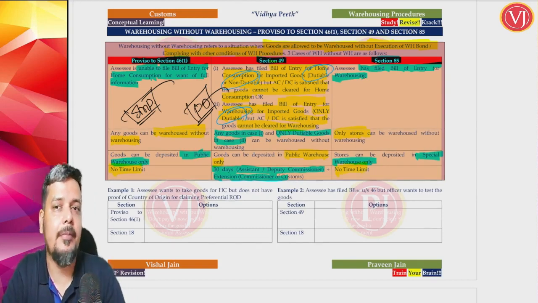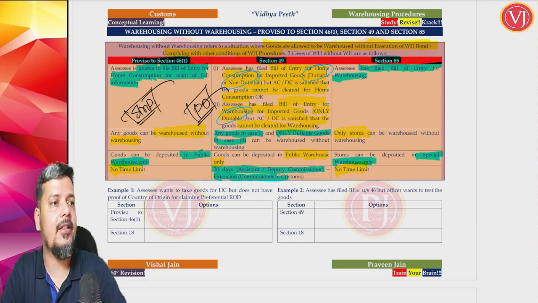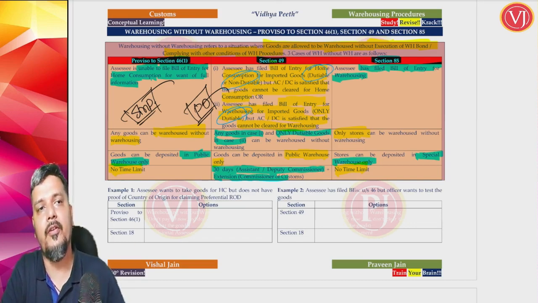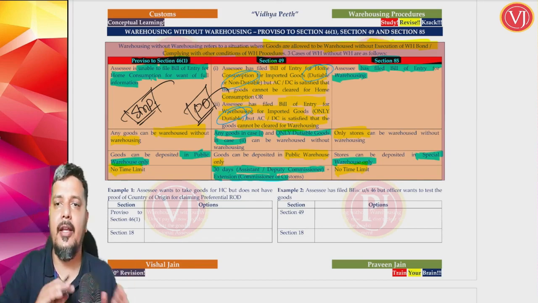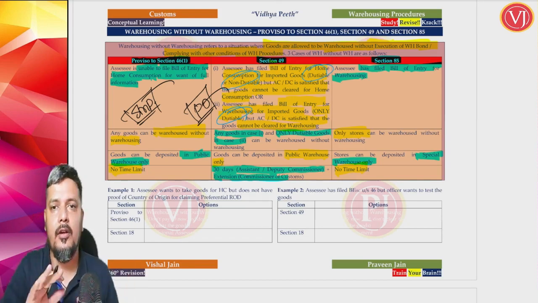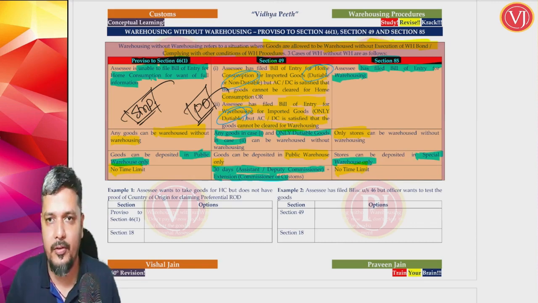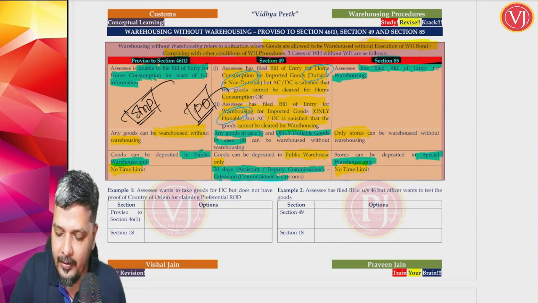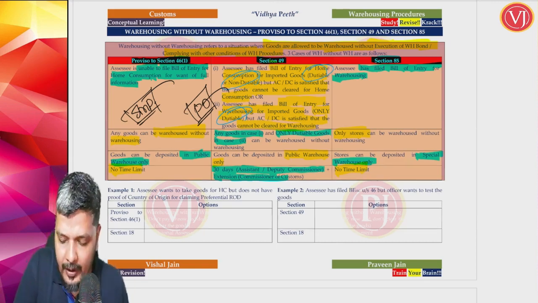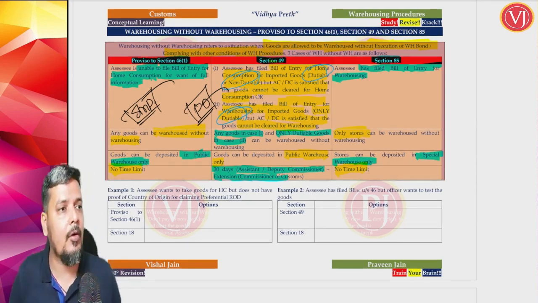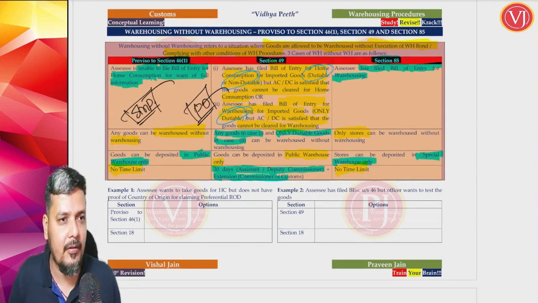If you read them separately, you won't understand the differences. You will not be appreciating the provision. In all three cases, be it proviso to section 46 or section 49 or section 85, it is warehousing, taking the goods to a warehouse. Without warehousing bond, without warehousing procedure. But look at the difference. In the first case, the assessee wants to file bill of entry for home consumption, but he is not able to file because some information is missing.